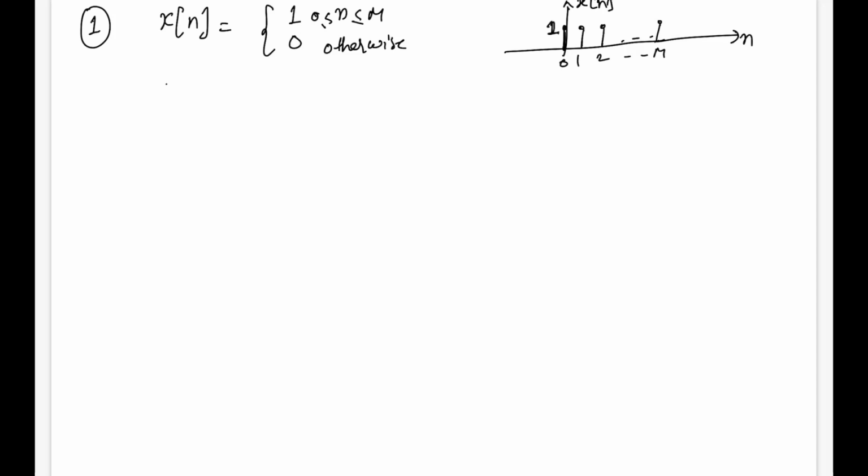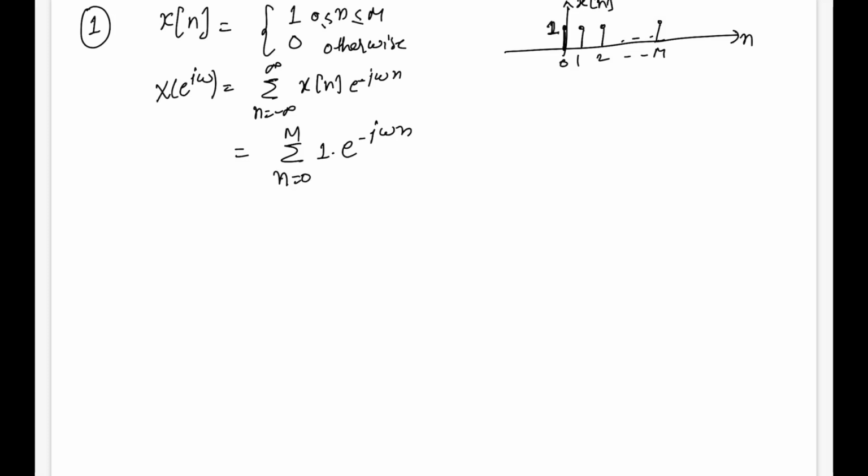Fine. So the basic formula of Fourier transform is, we are already familiar with this formula. To calculate the Fourier transform, we just have to put the value of x[n]. So if we put the value of x[n], it will be 1 times e to the power minus j omega n, and in that case the range of n will be from 0 to capital M, otherwise it will be 0, plus some zero terms. Okay, so this is nothing but a geometric progression or a GP series.